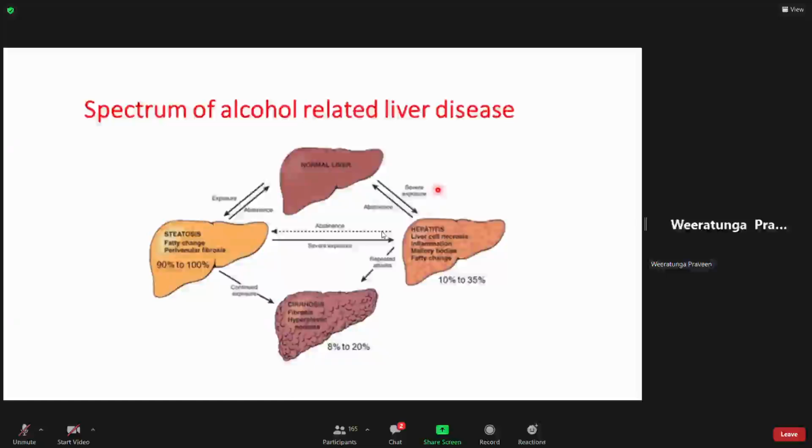Alcoholic hepatitis happens when you suddenly drink a whole load of alcohol in about a week or two, that causes acute alcoholic hepatitis. Right? There you have liver cell necrosis, inflammation, and these histopathological structures called Mallory bodies in the histopathology. Right? That is alcoholic hepatitis. Right? And repeated attacks of alcoholic hepatitis can progress to cirrhosis.